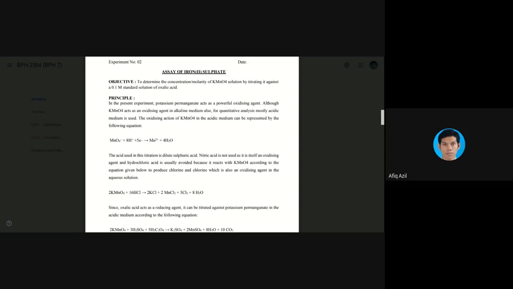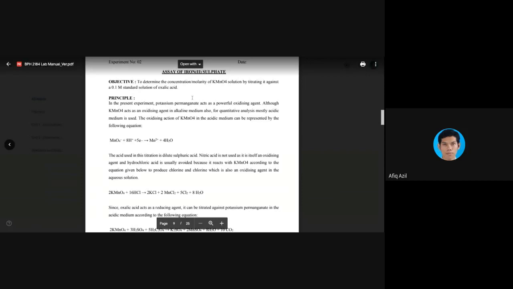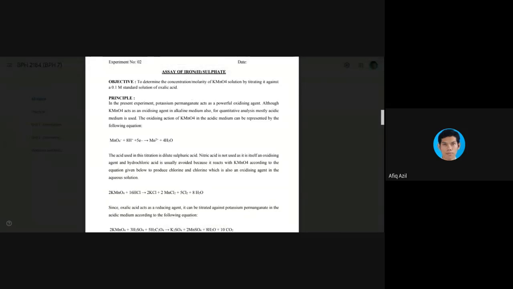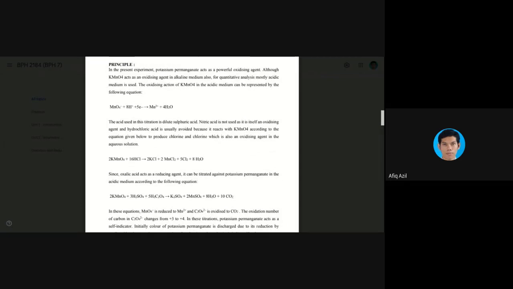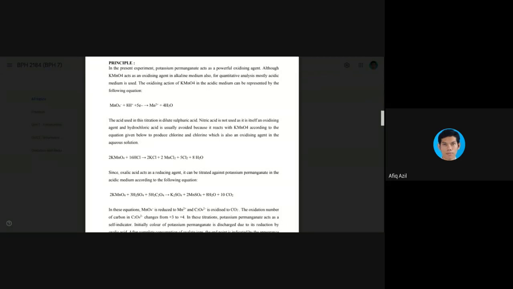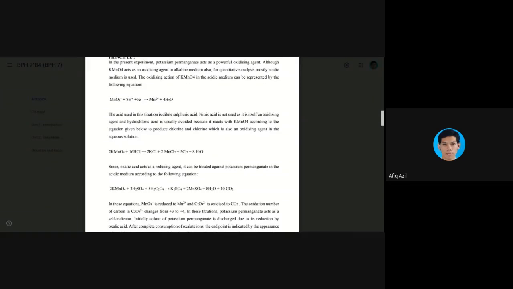Okay, so the second experiment is another assay type titration as well, but this is done on iron 2 sulfate or ferrous sulfate. The titration will be done against potassium permanganate. So this experiment is divided into two parts. The first one would be the standardization of the potassium permanganate solution.